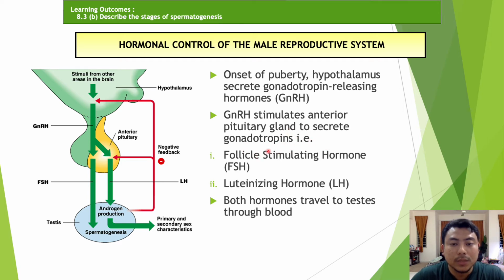gonadotropins. Okay, so what are the gonadotropins? They are follicle stimulating hormone FSH, this one, and also luteinizing hormone LH, which is this one. Both hormones travel to the testis through blood. Maknanya hormon-hormon ni akan pergi ke testis melalui saluran darah. So dia akan pergi ke testis. Testis is the target organ for these two hormones.